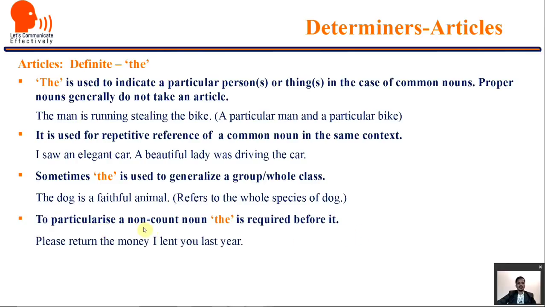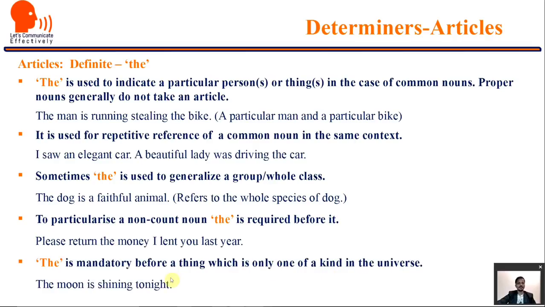To particularize a non-count noun, the is required before it. To particularize, to specify. For example, please return the money I lent you last year. So you are particularizing money, the specific money which you had lent to your friend. The is mandatory before a thing which is the only one of its kind in the universe. The moon is shining tonight. The sun, the earth, and so on.